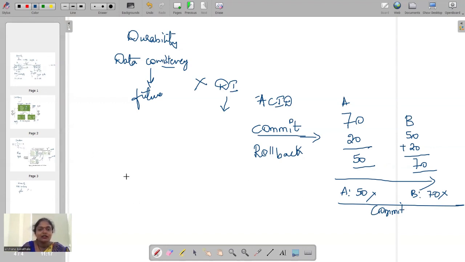So these are the importance of ACID properties in database management system.